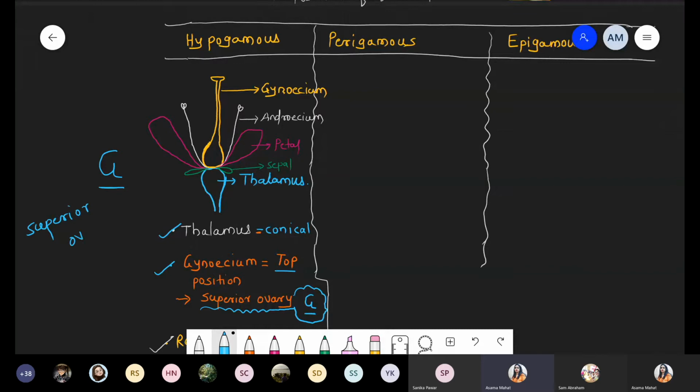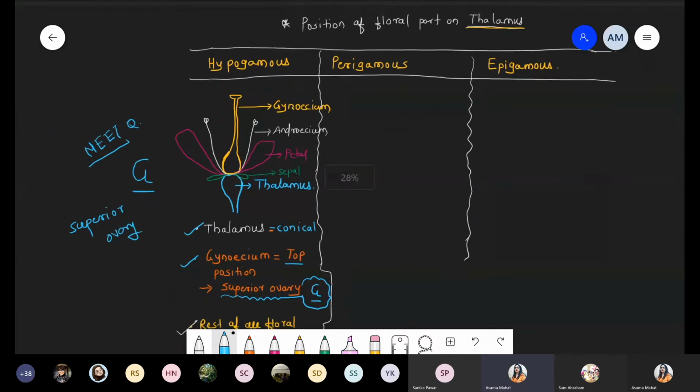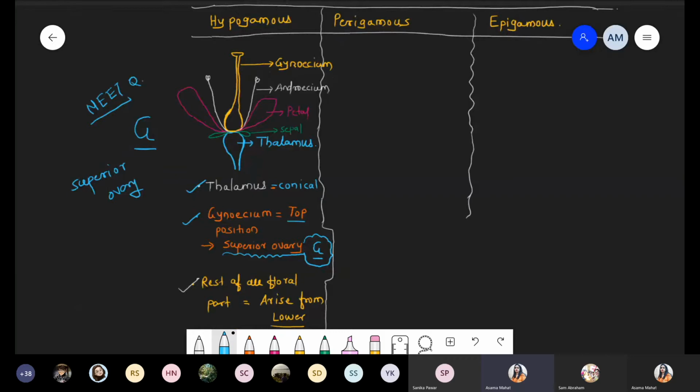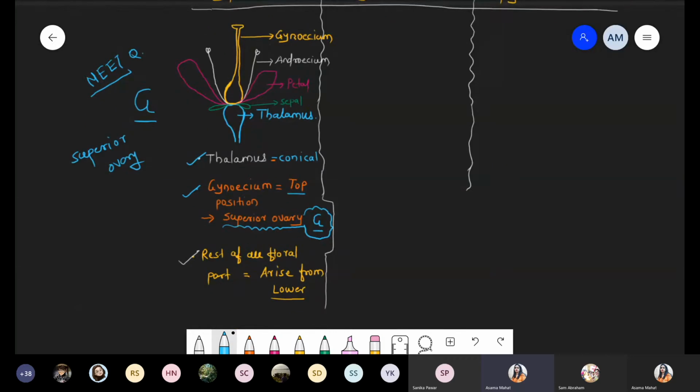So one question: superior ovary is present in the hypogamous condition. Got it? Got the point? G for the gynoecium, and if there is a bar below the G, it represents the superior condition.